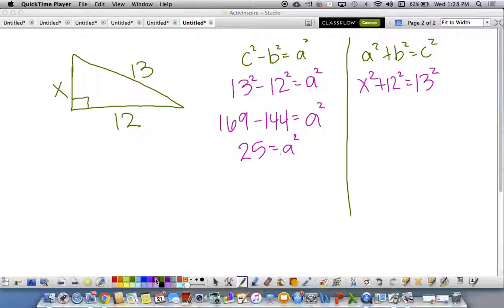Find the square root. I hope this never happens to you, that you get to 25, that you say 169 minus 144 equals 25, my answer is 25. Okay? I hope that never happens to you. Why logically does that not make sense? That would be the longest, and it can't be longer than 13. Right? 13 has to be the longest side, so when you take the square root of 25, what did you get?